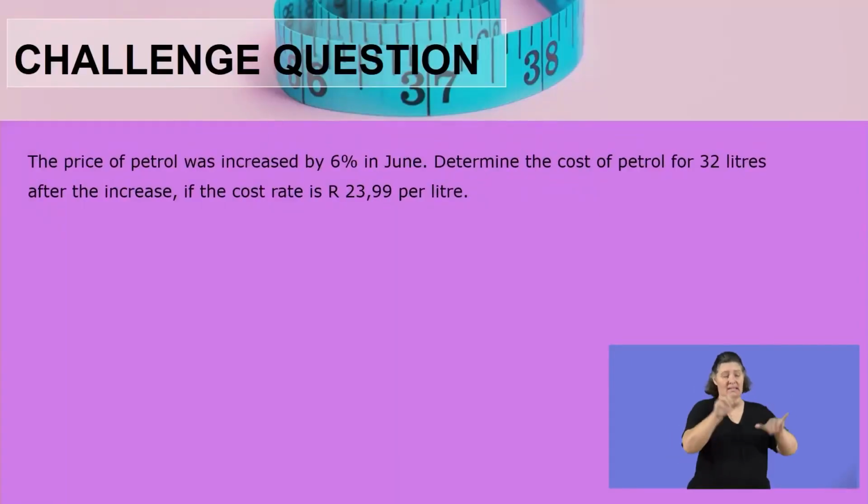Let us have a look at the challenge question. The price of petrol was increased by 6% in June. Determine the cost of petrol for 32 liters after the increase, if the cost rate is 23.99 per liter. I hope you will be able to answer this question. Make sure that you invite your friends and show them how to calculate this, because I believe that now you are very confident in this section.